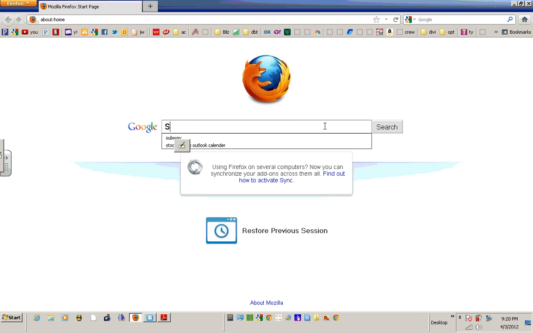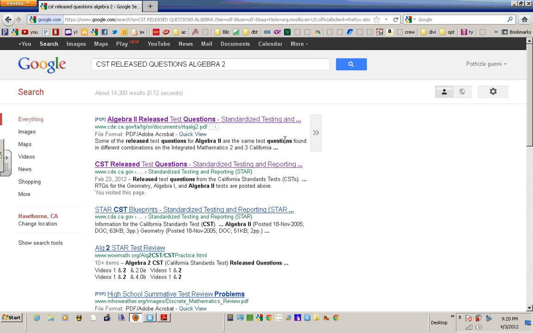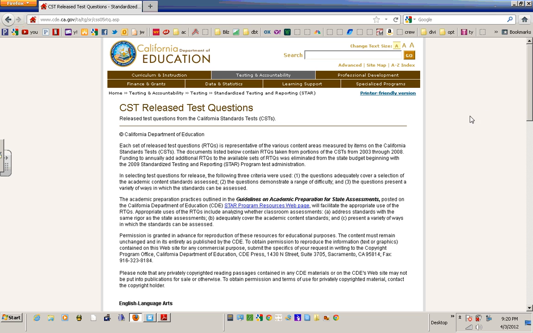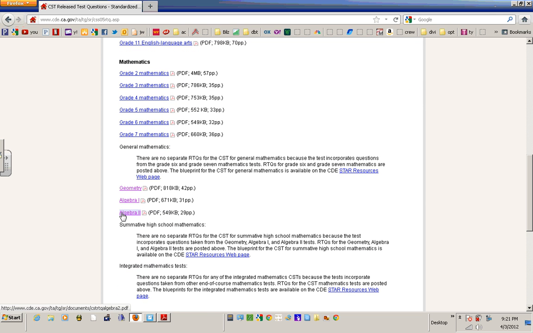Type in CST review or released questions, algebra 2, and the first one should be it, or you can go to CST test questions and then you just scroll down to algebra 2, and that's the document that I'm working on. So you can access it, print it out, and use it for your reference, okay?